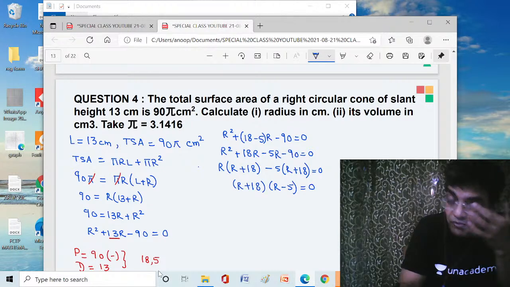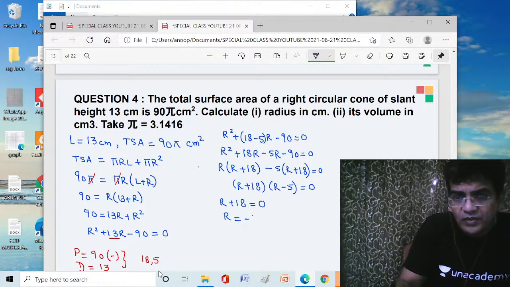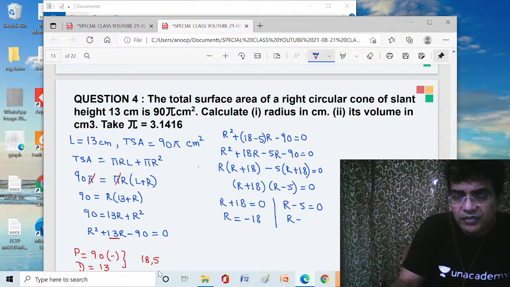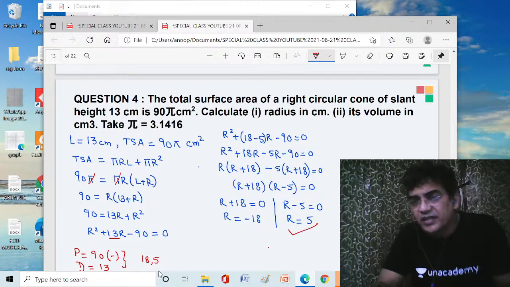So let's solve this quadratic equation. The first factor gives r is equal to minus 18. If we equate the second one, it gives us r is equal to 5. So we are getting radius minus 18, radius plus 5. Radius cannot be negative, so you will ignore this value and choose the positive one.